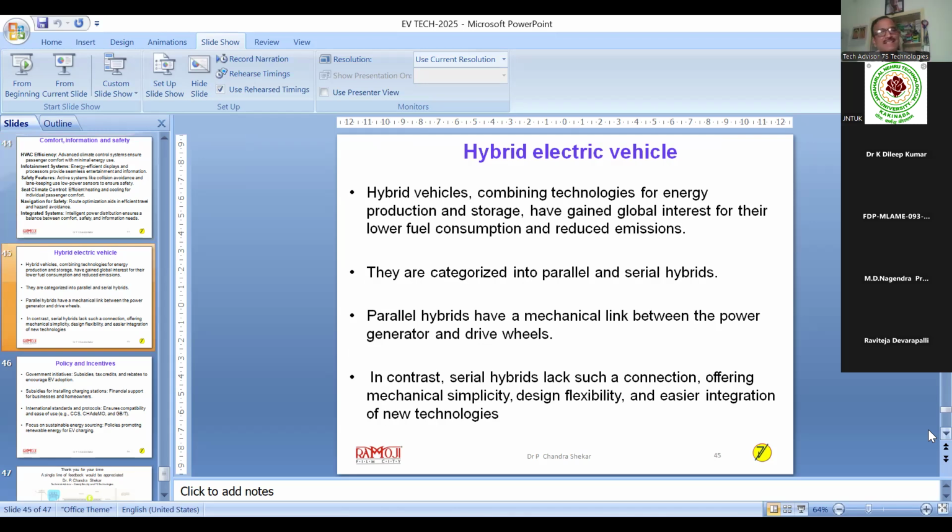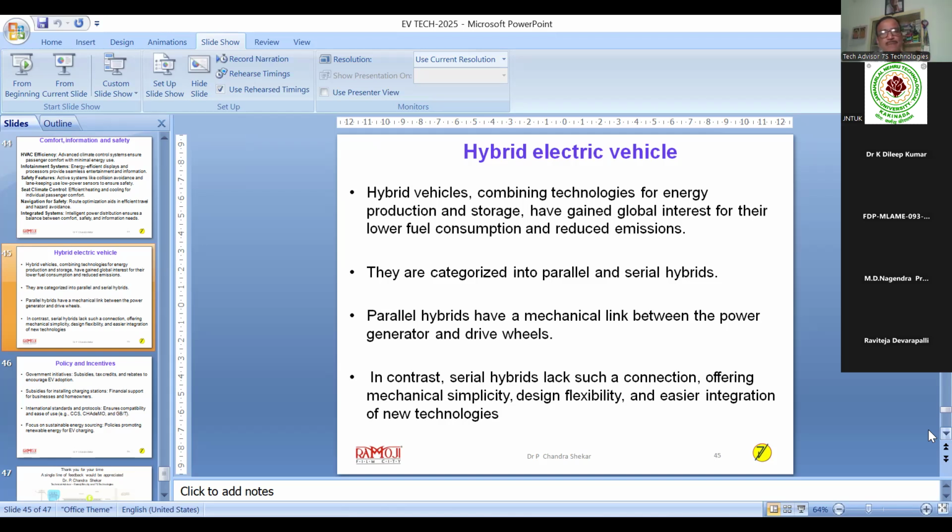Now, the trend is hybrid vehicles. Why? Hybrid vehicles combine technologies for energy production and storage, having gained global interest for their low fuel consumption and reduced emissions. They are classed into parallel and serial hybrids. Parallel hybrids have a mechanical link between the power generation and drive wheels. In contrast, serial hybrids lack such a connection, offering mechanical simplicity, design flexibility, and easier integration in new generations.